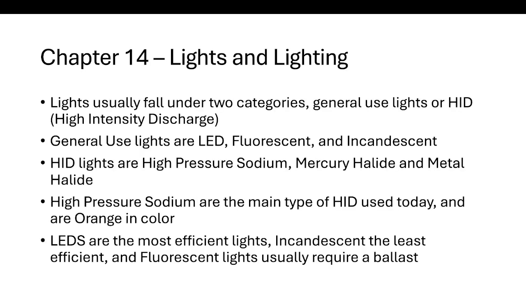Okay. Lights and lighting. So lights generally fall under two categories: your general usage lights or your HID, high intensity discharge. Your general use is your LEDs, your fluorescents, and your incandescents. That's what you're mostly going to see in a house. HID lights are high pressure sodium, mercury halide, and metal halide, I believe. I'm not sure. High pressure sodium are the main type of HID used today because they're the most effective and they are orange in color.